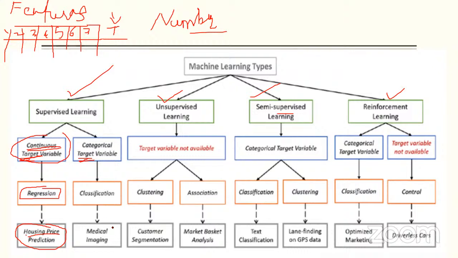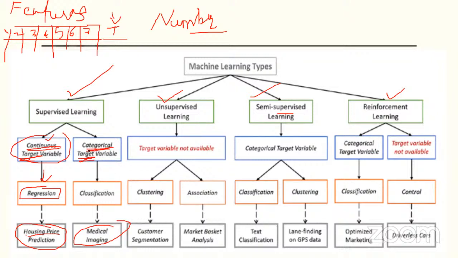Okay. Now, next example is called medical imaging. In medical imaging, you have a target value, which is categorical type. Continuous type, number, we use regression. Example, housing price. Here, we are predicting a group value. Categorical means group value.